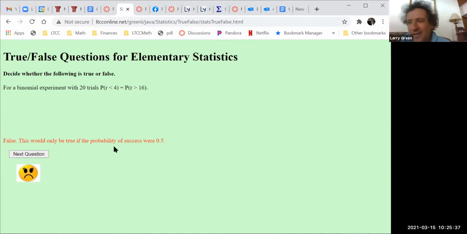Okay, no. So again, it's good practice. It's definitely not true. Here's the reason. And again, if you read it, don't just look at the unhappy face and go to the next question. Make sure you read the reason. So this would only be true if the probability of success were 0.5. Let me give you an example. Let's suppose we did a binomial experiment and we asked 20 people a yes/no question.